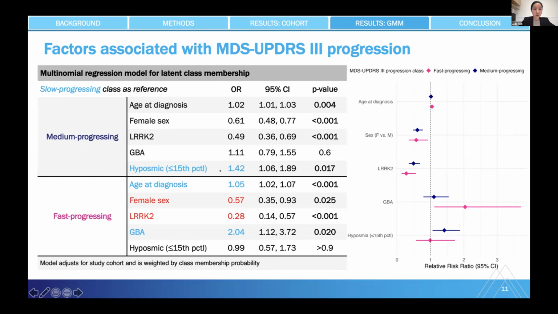Being hyposmic increased the odds of being in this medium progressing motor group. And you see that female sex and LRRK2 carrier status was actually protective against being a part of this fast progressing group.